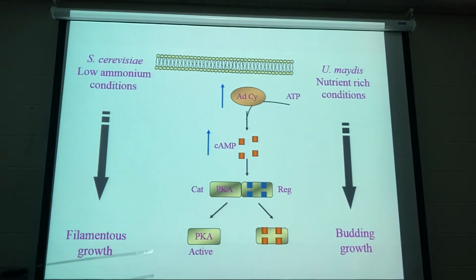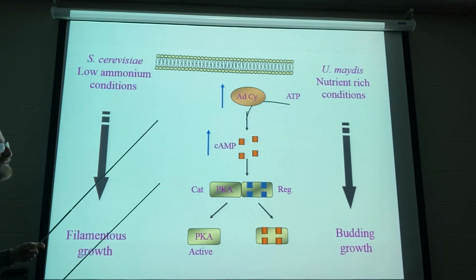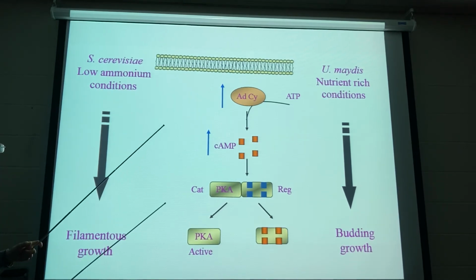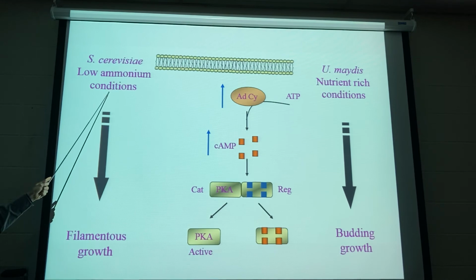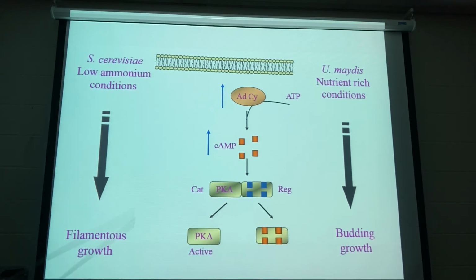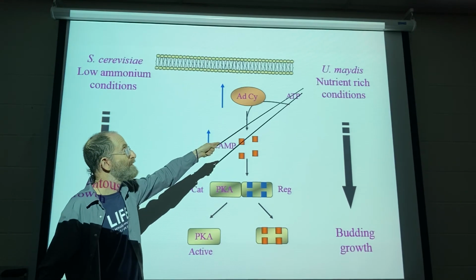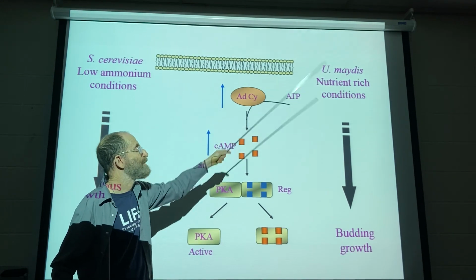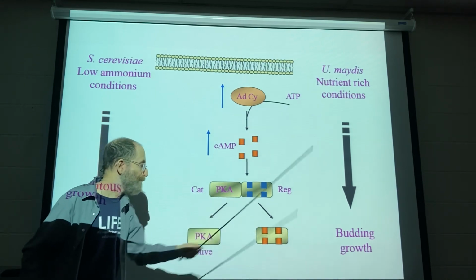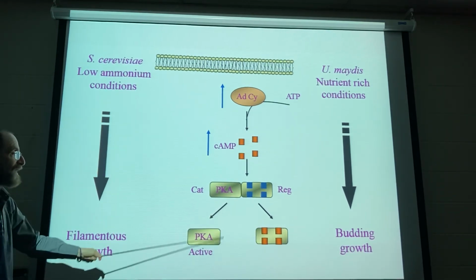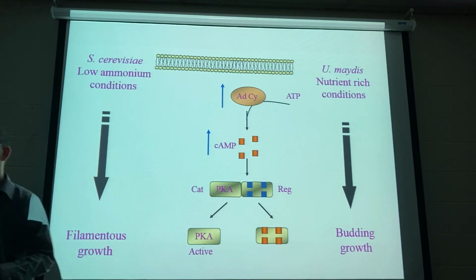But what's happened is the output is different. The input is the same thing being assessed, nutrient availability, but opposite in terms of which signal leads to which form. In Saccharomyces, low ammonium is the outside signal that leads to filamentous growth. In Ustilago maydis, again assessing nutrient conditions, nutrient-rich conditions lead to budding growth, but in both cases, PKA is active.